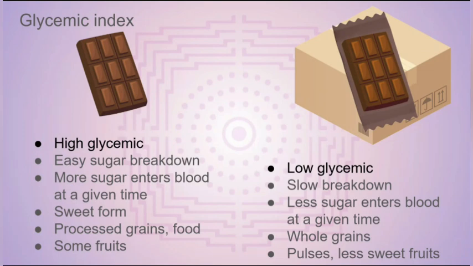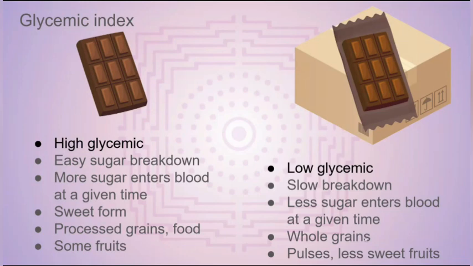So the whole grains which are not processed, like I said, the brown rice and ragi and barley, oats, they all have a low glycemic index. You can see they are not sweet. When they are not sweet, you know that they contain carbohydrates, but since they are not sweet, they are in a complex manner, and they make the sugar enter the blood at a slow manner.